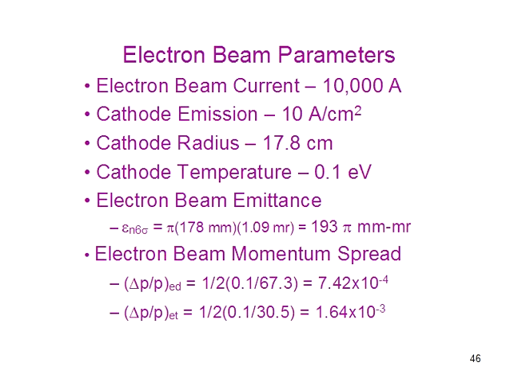We assume an electron beam current of 10,000 amperes so that the electron beam current is equal to the ion beam currents described above. With a typical cathode emission of 10 amps per square centimeter, this implies a cathode radius of about 18 centimeters. Typically, thermionic emitting cathodes have temperatures of about 1/10 of an eV, and this leads to an electron beam emittance of about 200 pi millimeter milliradian, and an electron beam momentum spread of 7.4 times 10 to the minus 4 for the deuterium case, and 1.6 times 10 to the minus 3 for the tritium case.